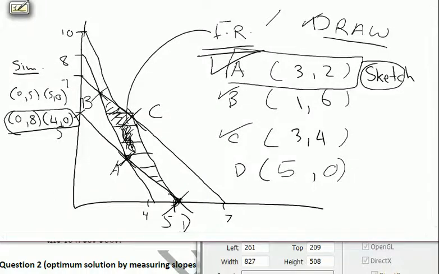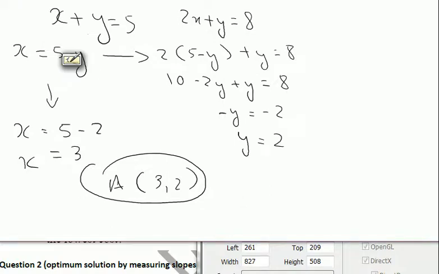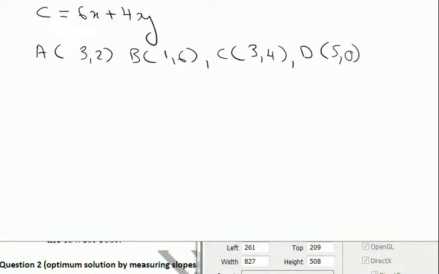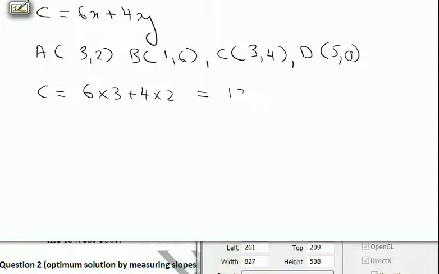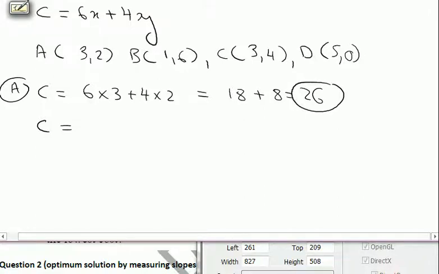Now our objective was to minimize our costs. Once we have identified all the corner points of a feasible region, we will substitute these values in our objective function one by one. Let us substitute first of all point A, which is (3, 2). We will get 6 times 3 plus 4 times 2. This will give us 18 plus 8, that is 26. So at A your cost is 26. That is, you can make this medicine by consuming 3 units of X and 2 units of Y, and your total cost will be 26.